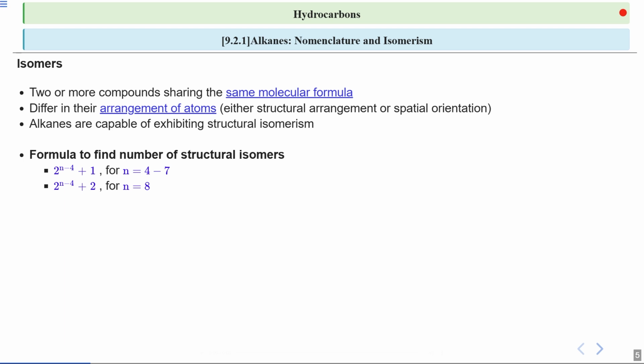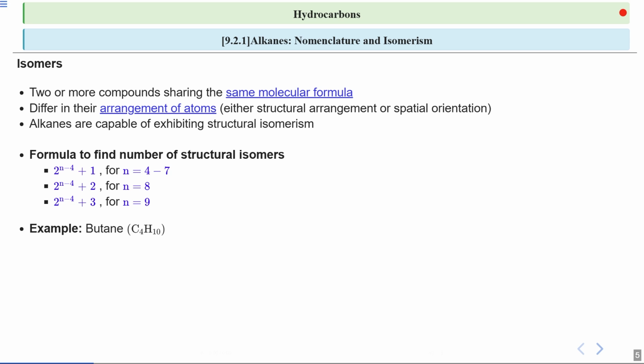Next, if we have 8 carbon atoms in an alkane, the formula changes slightly. It becomes 2^(n-4) + 2. Moving on further, if the alkane contains 9 carbon atoms, then the formula is 2^(n-4) + 3. So this helps us to calculate the number of possible structural isomers. Remember, all these formulas that you have seen just now are used to count the number of structural isomers only.